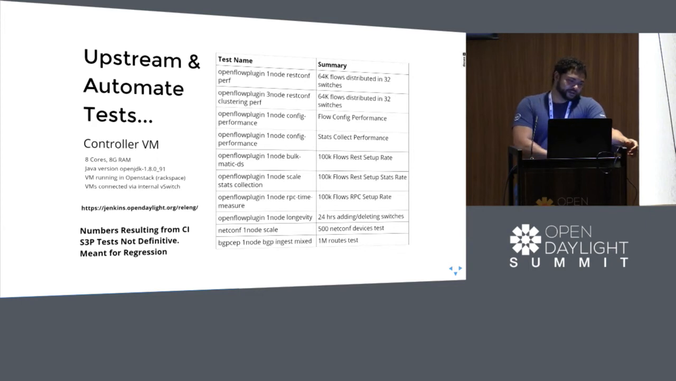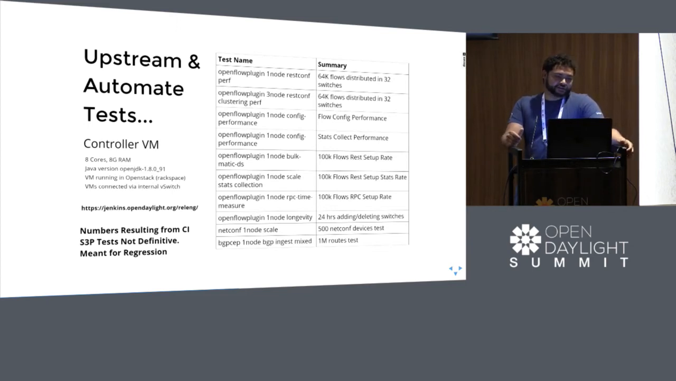So the controller VM that we have upstream, and Luis might have touched on this since it's right before me, but essentially we usually run a VM with 8 cores, 8 gigs of RAM, Java 1.8.0_91, and the VM's running on OpenStack. It's connected via an internal switch. So all the tests run with this sort of setup. And that's what I was saying a second ago, that this will limit the actual performance of OpenDaylight because you're limited to 8 gigs of RAM and 8 cores and so on. So we wouldn't want to use these numbers necessarily as the performance numbers that we share with others, that this is what OpenDaylight can do.